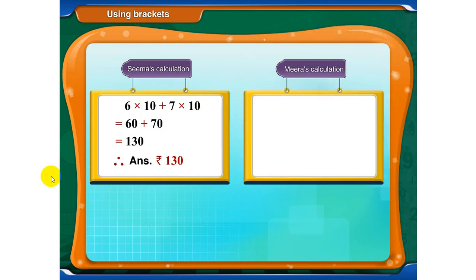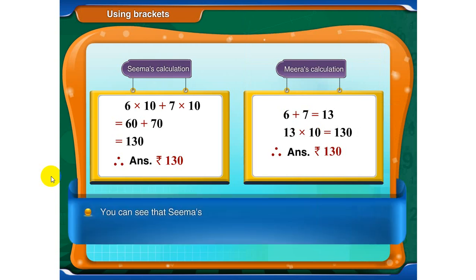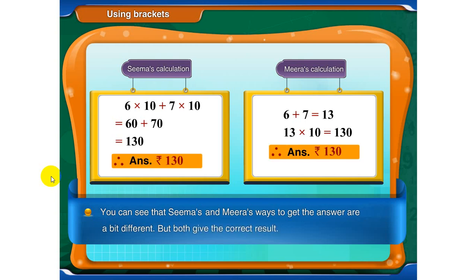And Meera calculated the amount like this. 6 plus 7 is equal to 13. 13 into 10 is equal to 130. Answer: Rupees 130. You can see that Seema's and Meera's ways to get the answer are a bit different, but both give the correct result.